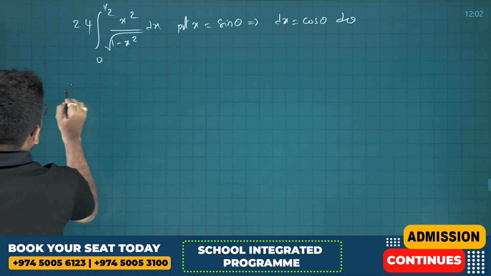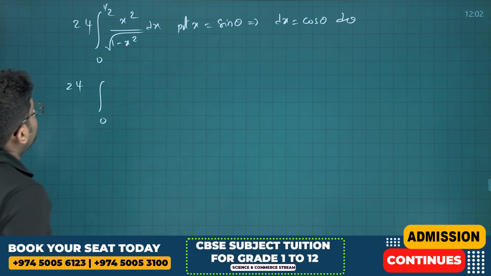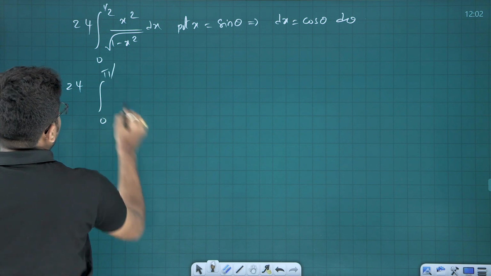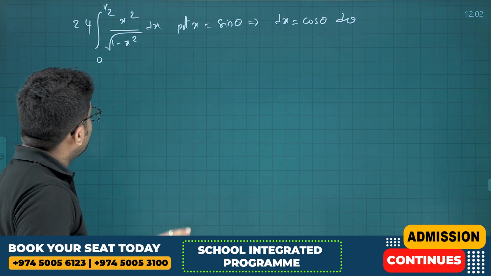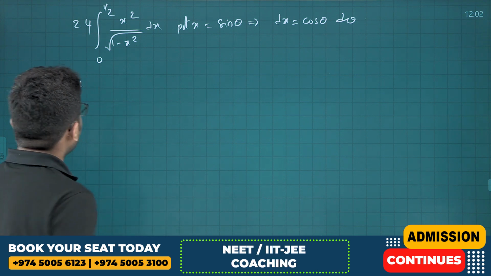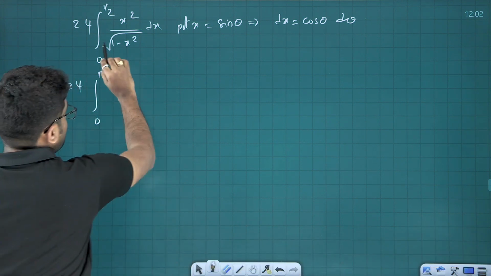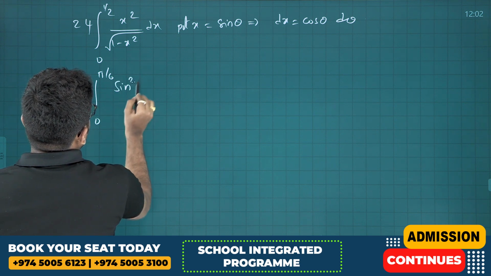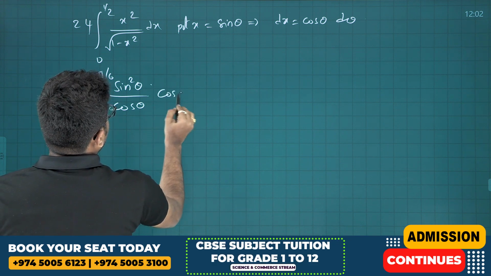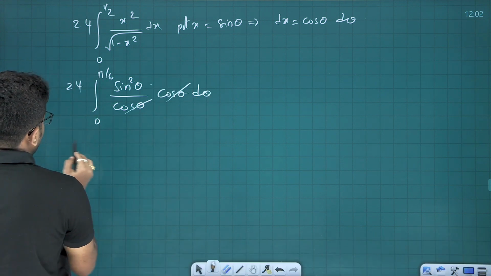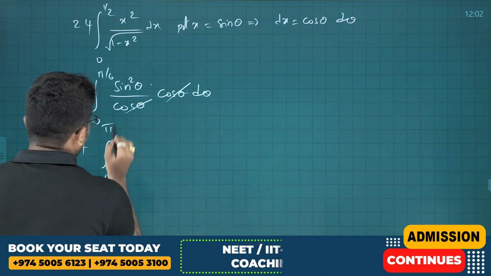So 24 times, from 0 to, when x is 1/2, sin theta is what? Now in terms of theta, when x is 1/2, theta is pi by 6. So 0 to pi by 6. x^2 is sin^2 theta divided by cos theta. dx is cos theta d theta. Cos theta gets cancelled. 24 times the integral from 0 to pi by 6.